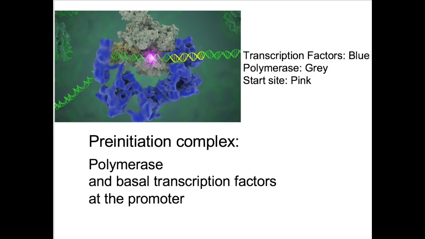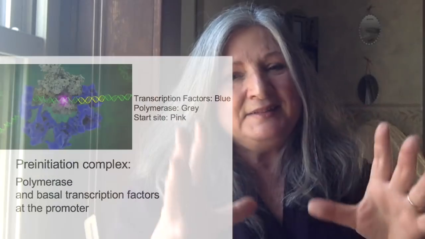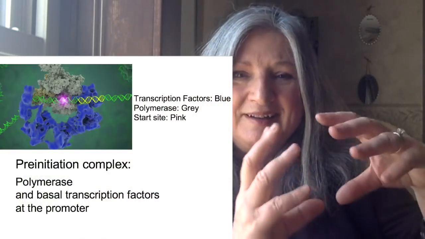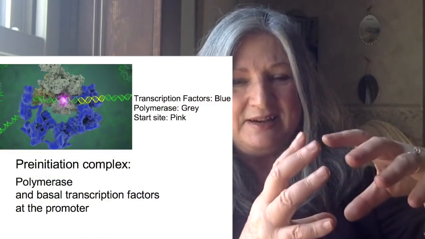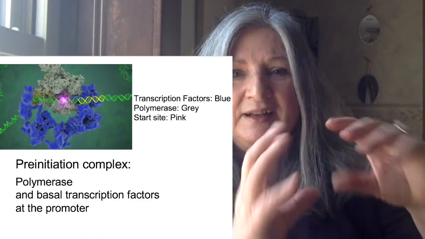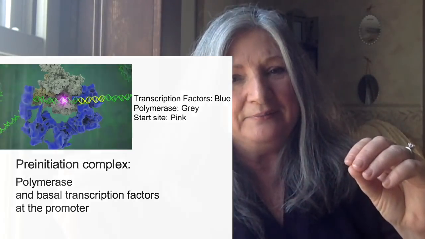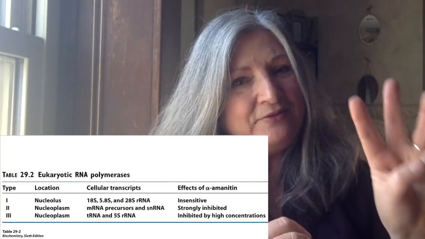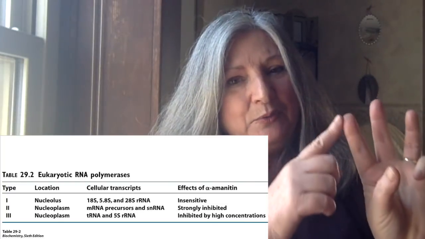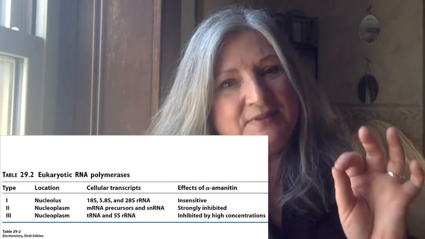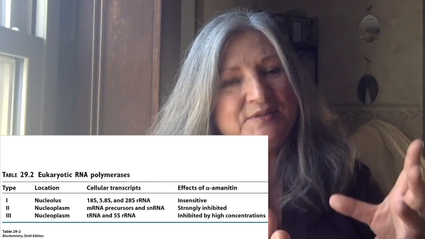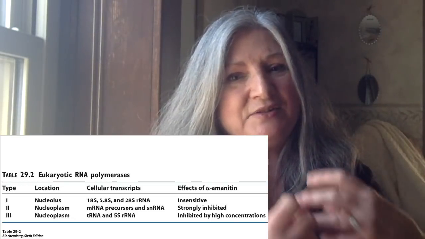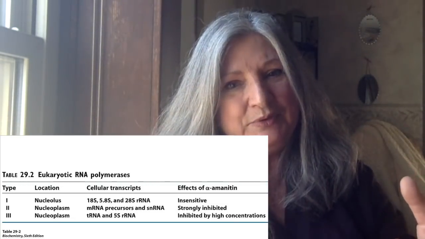So to get basal transcription, you have to make what's called a pre-initiation complex. And so there is a small cohort of transcription factors that are necessary to get this basal non-activated transcription going. So we have 3 main polymerases, Pol I, Pol II, and Pol III. These have different roles, and they're associated with different transcription factors, and they use different promoters.